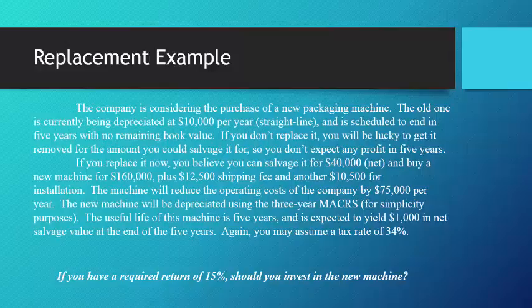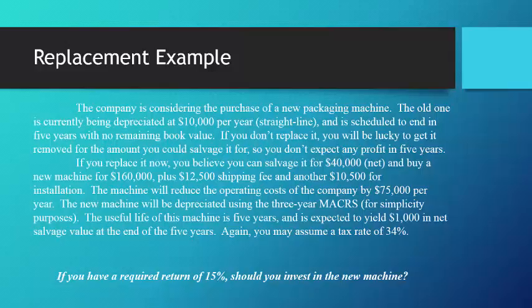The company is considering, and it doesn't matter which company it is, the purchase of a new packaging machine. The old one is currently being depreciated at $10,000 per year straight line and is scheduled to end in 5 years with no remaining book value. If you don't replace it, you'll be lucky to get it removed for the amount you could salvage it for, so you don't expect any profit, so to speak, in 5 years.